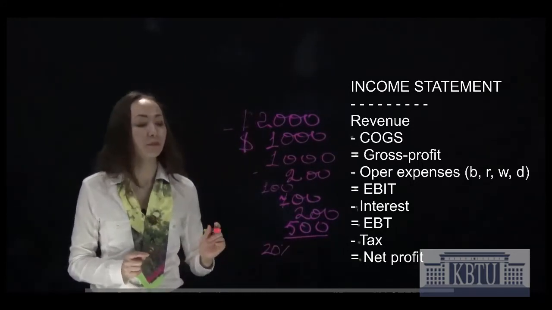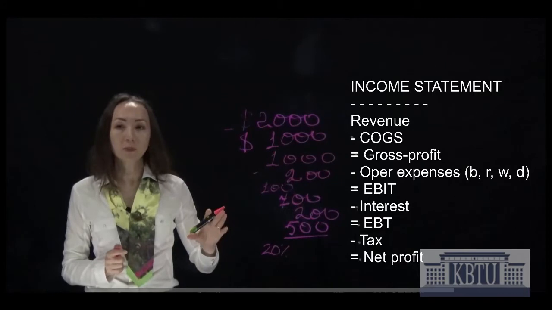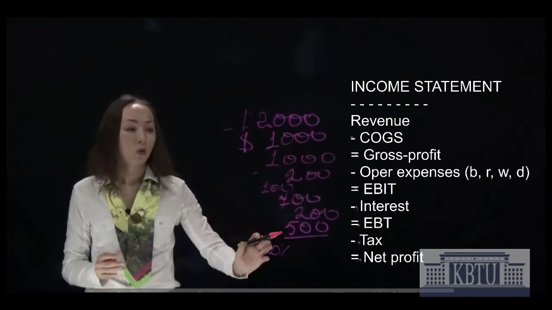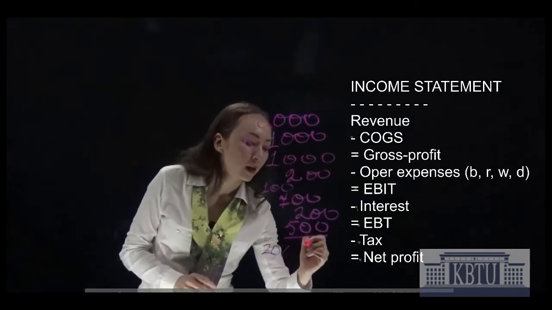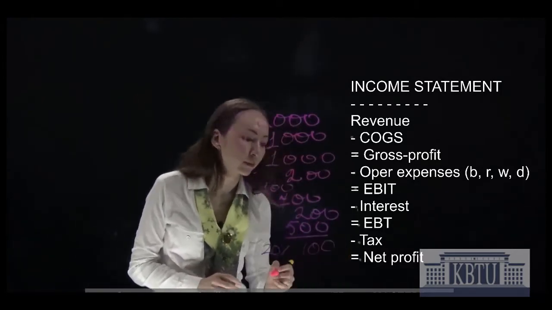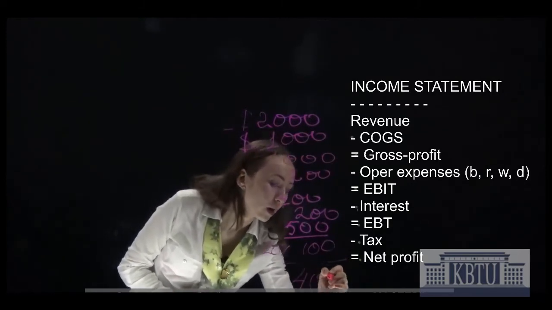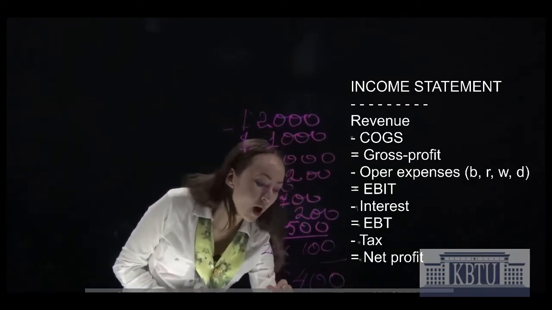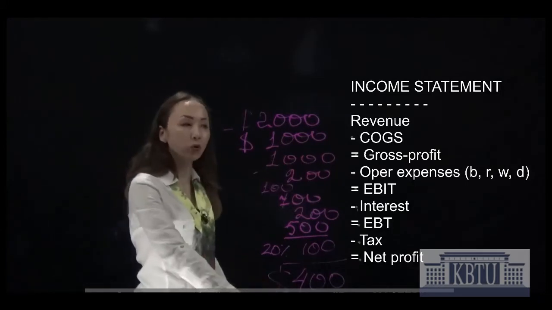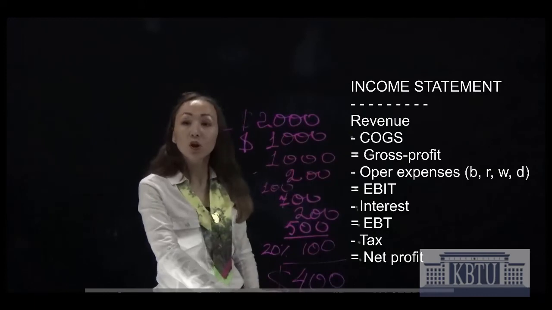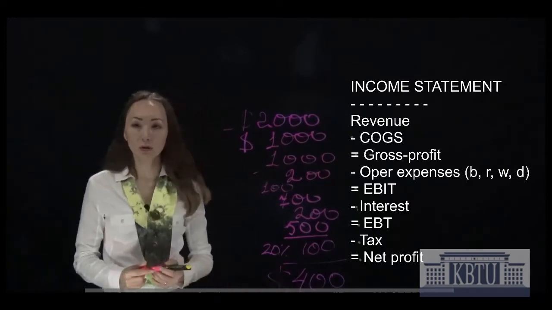20%, yeah? So 20% of $500 will be $100. So our net profit is $400. So our net profit, the clear bottom line, which will be left in your pocket, is $400.